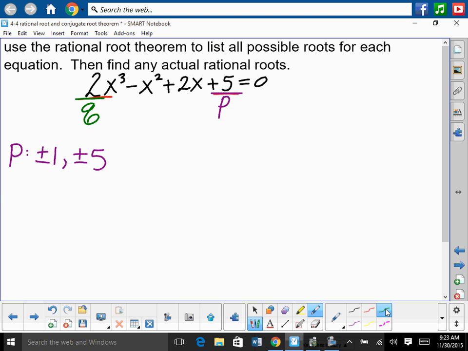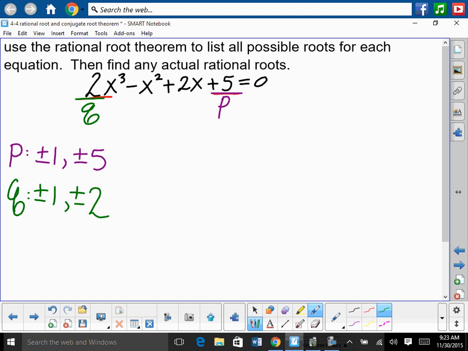Okay, now we're listing out factors of q. What multiplies to be q? So obviously what multiplies to be 2 is plus and minus 1, and also the only other factor of 2 is plus or minus 2. Does everybody understand how I did my factors of p, my factors of q?